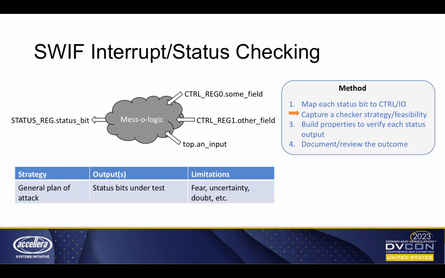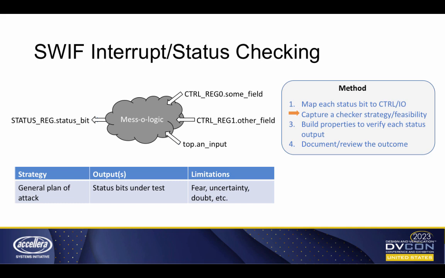With that, I've been able to capture just a general strategy in a table here. You capture the strategy, so you understand what you need to do here. You understand the types of things that you are going to, or the way that you are going to build your properties. You identify the specific output that you're focused on. In this case, it is status register.status bit.